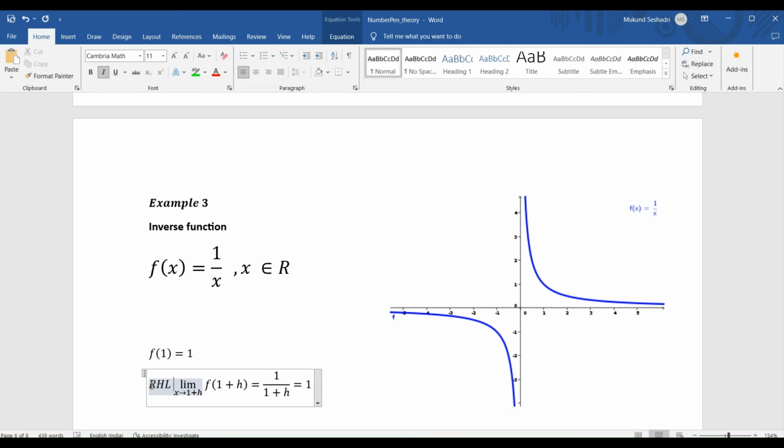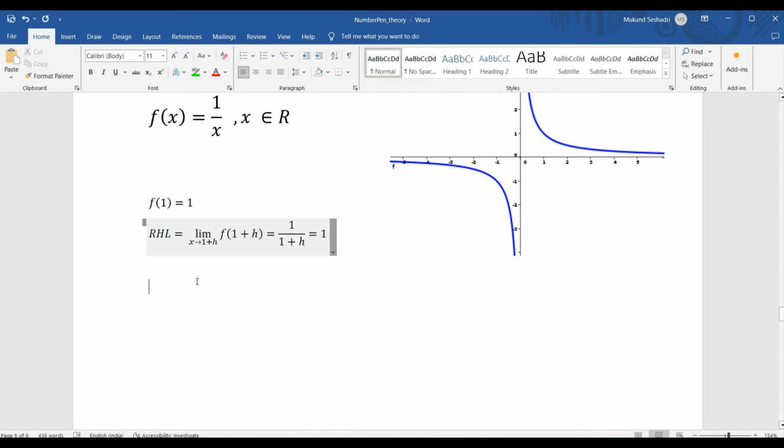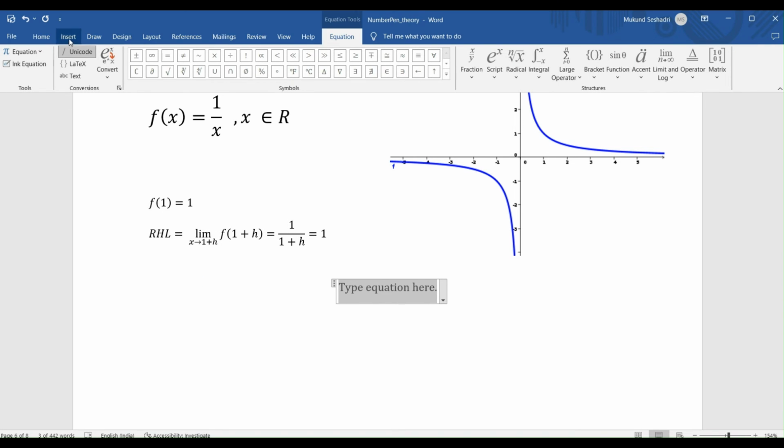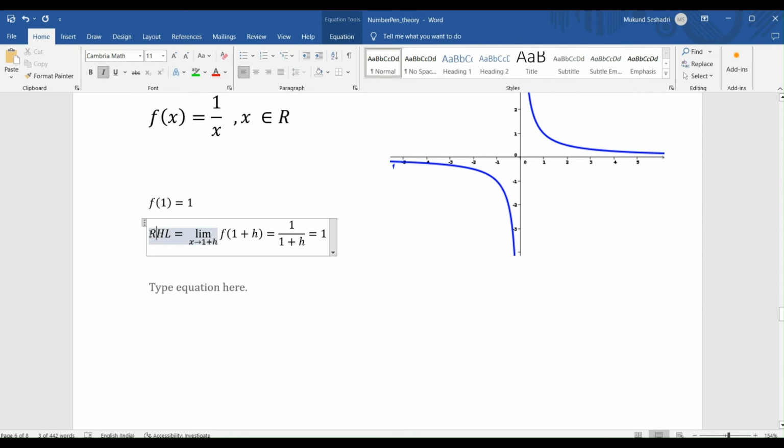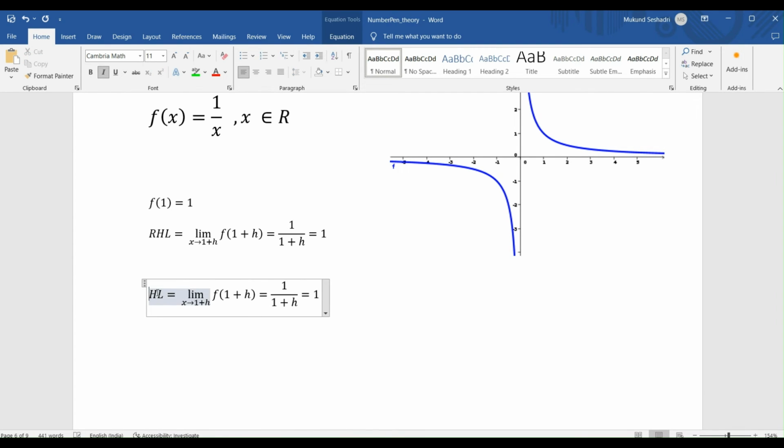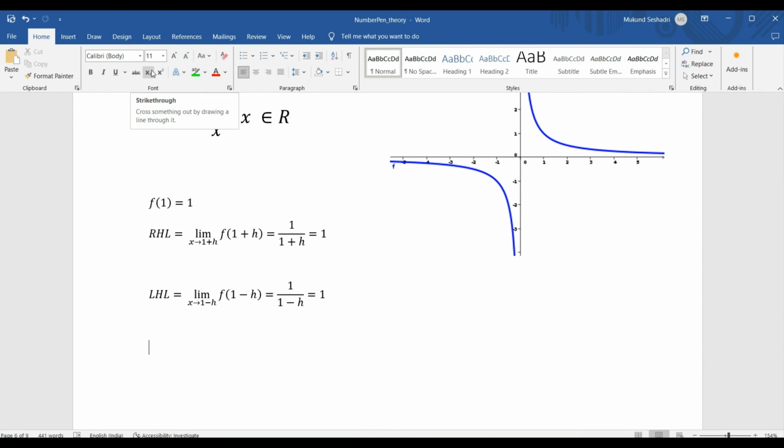Let me write this down here, and I'm going to go to the next line and do out my left hand limit. I'm going to copy this in the interest of time. So my left hand limit is 1 minus h, where x takes a value which is slightly lower than 1, and again I replace it in the function, and as h tends to 0, I get 1 divided by 1, which is nothing but my 1. So this function is continuous at x equals 1, right?